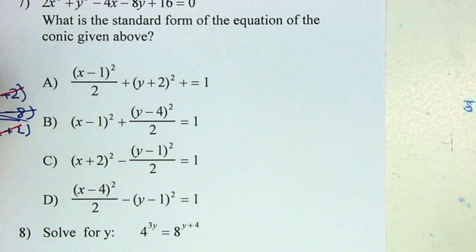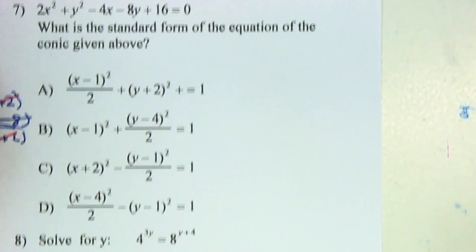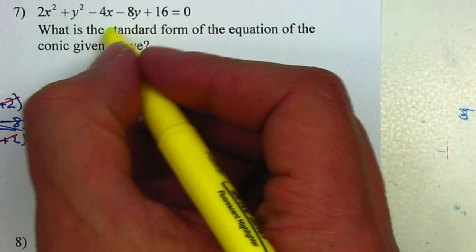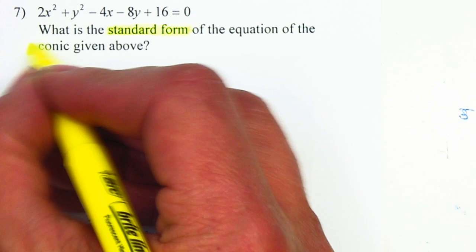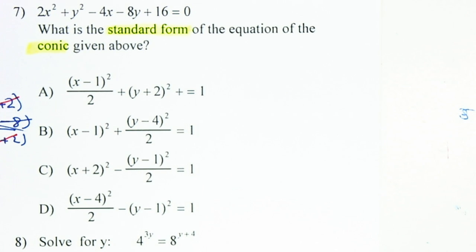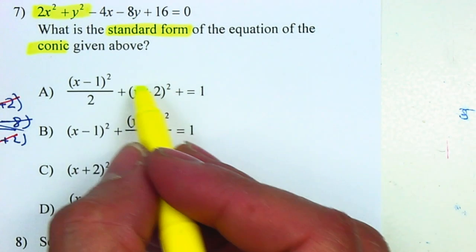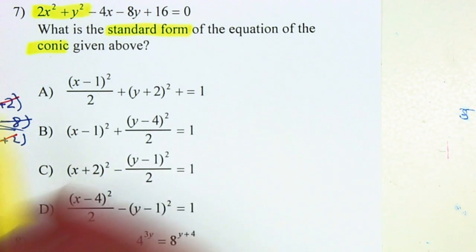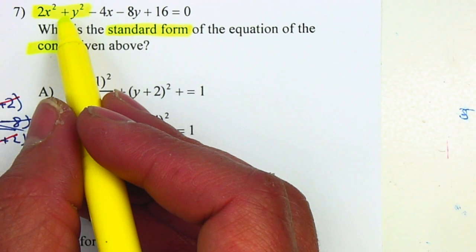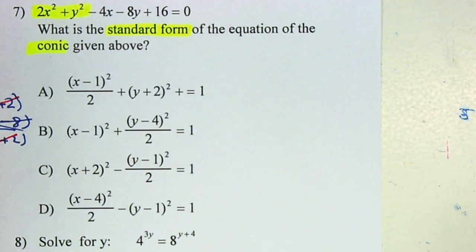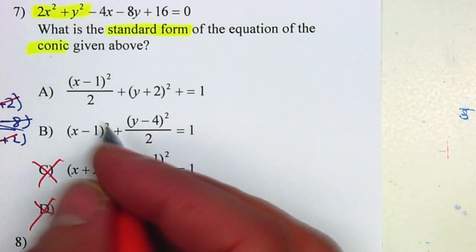Problem number 7. What is the standard form of the following conic equation? So what is the standard form of the conic equation given above? So let's go and determine, we have two choices here. It's either an ellipse or a hyperbola. They both are squared, so it's not a parabola. They both have the same sign, so I know it's not a hyperbola. So I know it's not C or D. So it's either A or B.